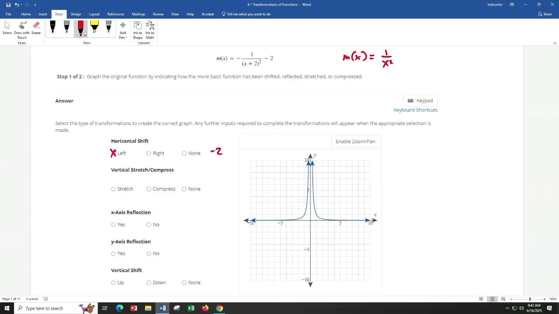Are we going to have a vertical stretch or compression? Is anything being multiplied to that function right now? No, so none. Is there an x-axis reflection? Yes, there is. How do you know that? Because of that negative right there. Well, if the negative was somewhere else, like inside, then we would have to deal with that, right? Okay. Is there a y-axis reflection? No. Is there a vertical shift? Yes. Where? Down 2.